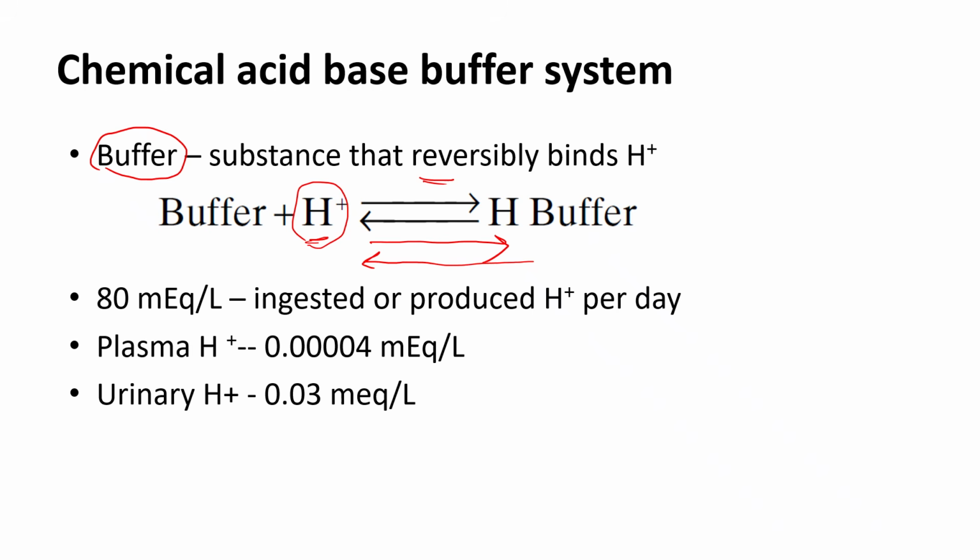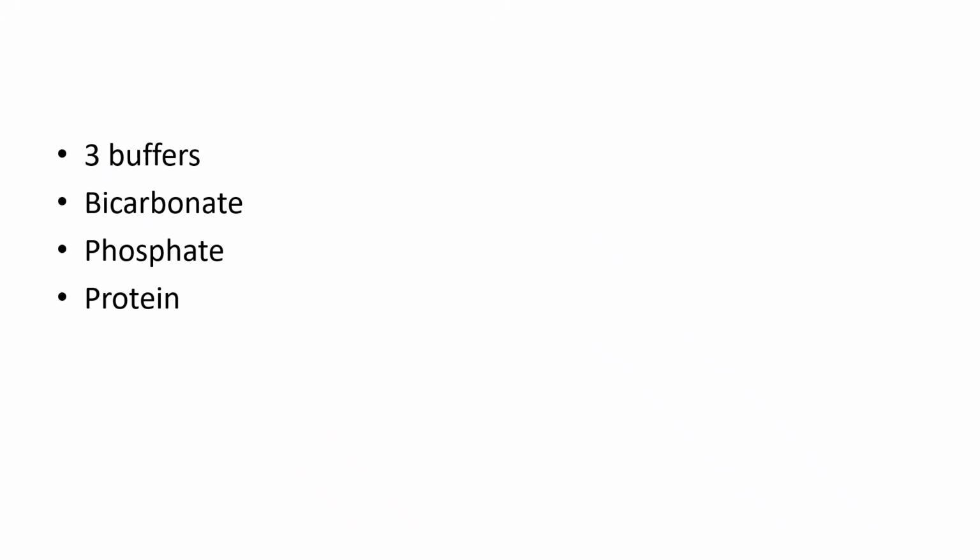So in our body per day around 80 milliequivalents per liter of H+ is produced, or we ingest that. But only the plasma H+ is around 0.004 milliequivalents per liter, and urinary H+ is 0.03 milliequivalents. Where is this 80 milliequivalents? So this 80 milliequivalents is excreted with the help of buffers. So why that is required, we'll see in the next slides.